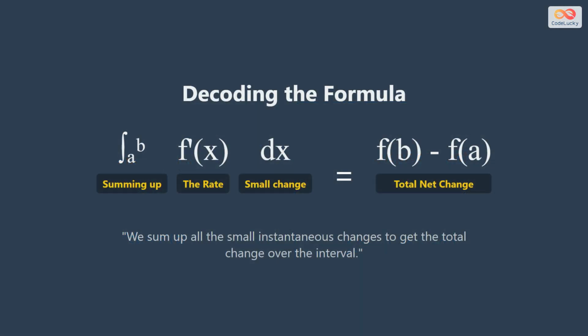Let's break down the notation to understand what is happening. The integral symbol acts as a summation tool. We are summing up the rate, f prime of x, multiplied by a tiny change in x, denoted as dx. When we add up all these tiny instantaneous changes, we get the total net change, f of b minus f of a.